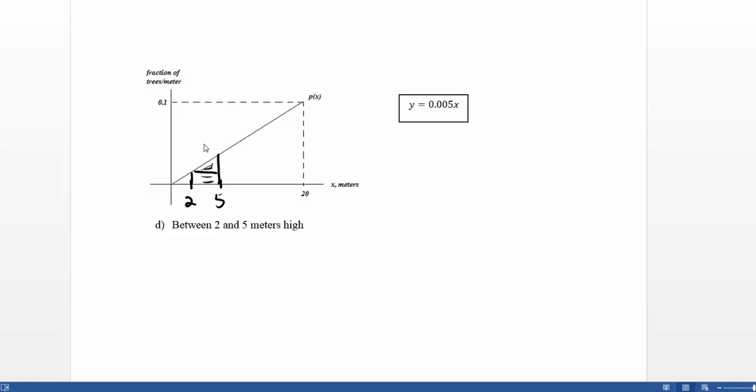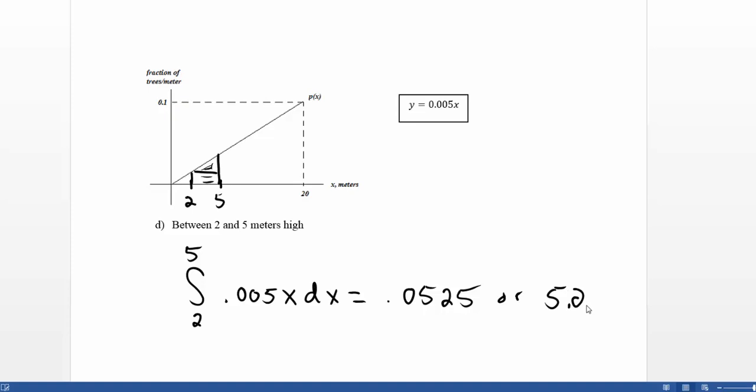However, the area between any 2 points can be found using integration. So here we're going to integrate from 2 to 5 of our density function, which is 0.005x dx. If we plug that into our calculator, we are going to get 0.0525 or 5.25%. So 5.25% of trees are between 2 and 5 meters high.